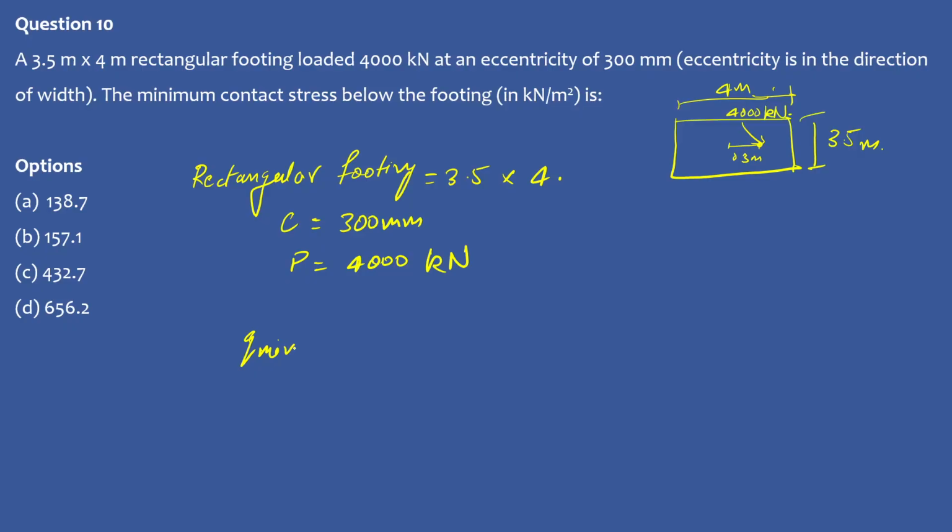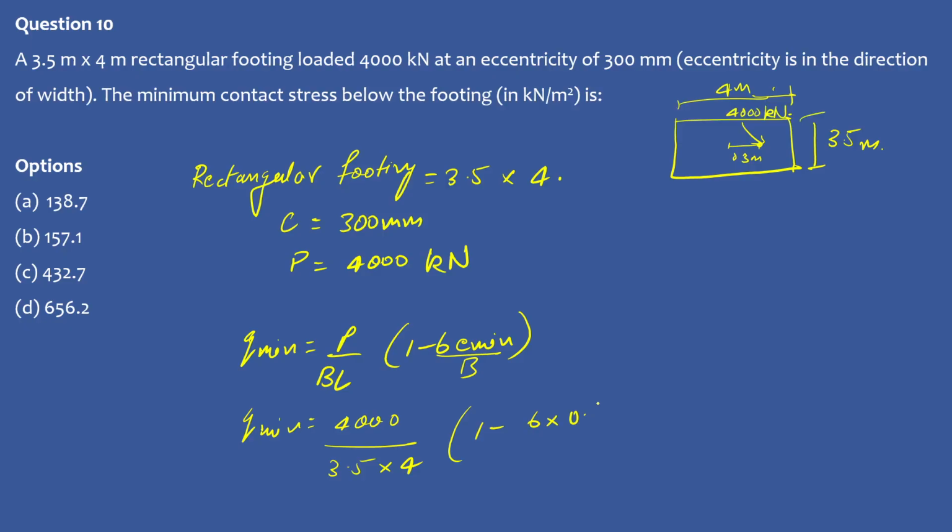So your q minimum is P by BL into 1 minus 6e by B, whereas your q max is with a plus sign. So 4000 by 3.5 into 4, into 1 minus 6 into 0.3 by 3.5, which will turn out to be 138.78 kilonewton per meter square. So the correct answer is option A, 138.7. So you have a rectangular footing subjected to an eccentric load of 0.3 meter from its middle, so there will definitely be q minimum and q maximum generated. Your q minimum will be given by P by BL into 1 minus 6e by B, and it will be 138.78.